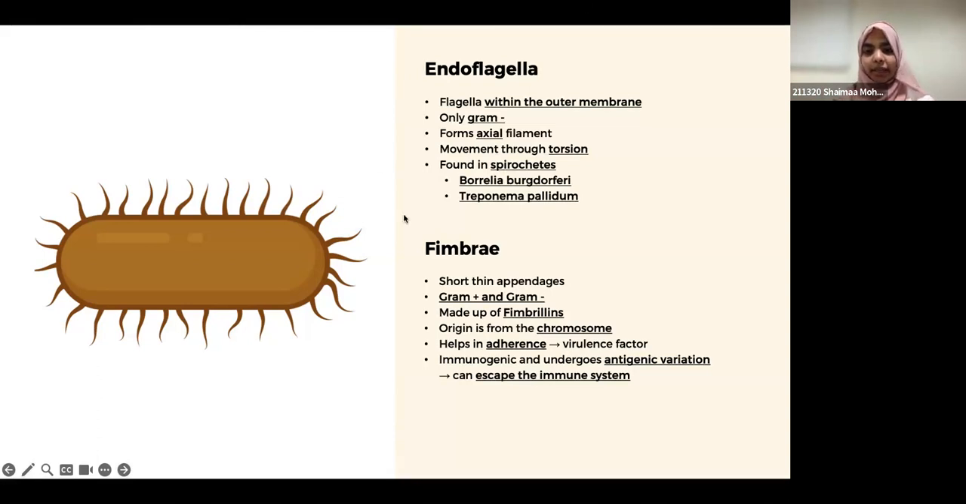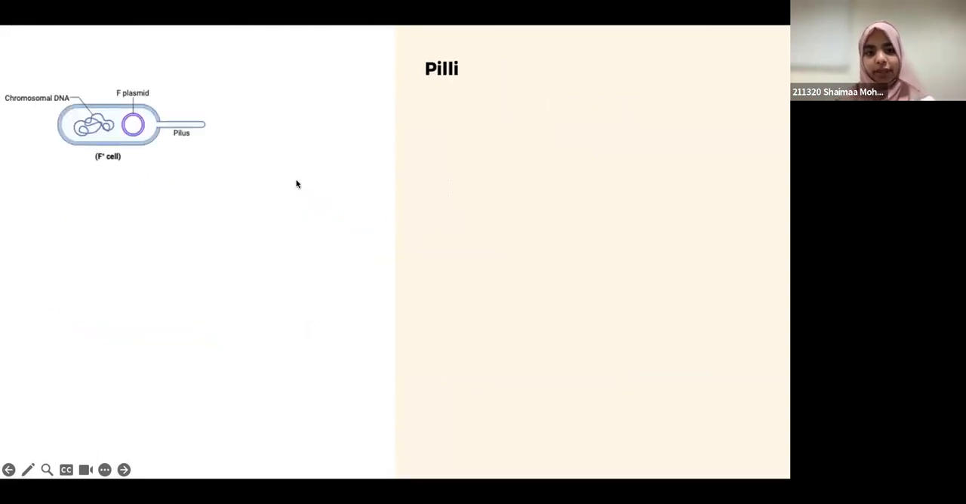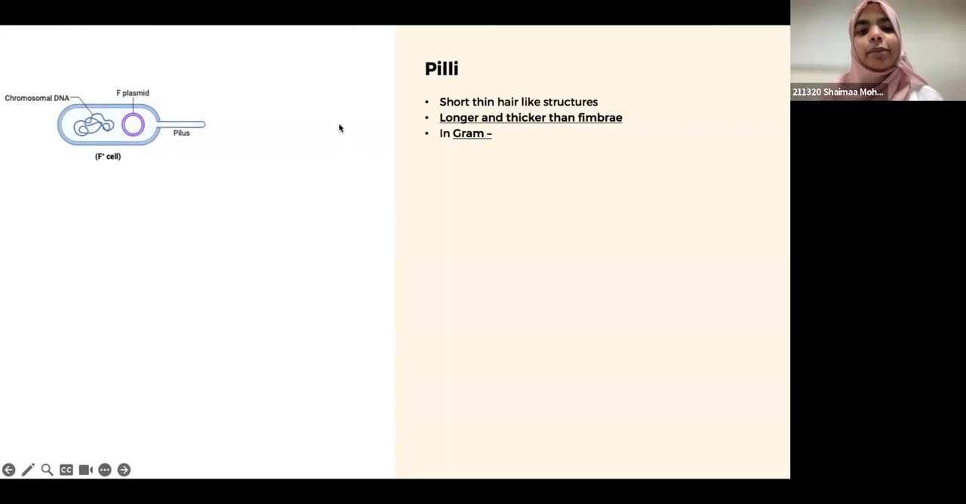So now there is pili. So what are pili? Pili are also thin hair-like structures, okay? However, they are longer and thicker than the fimbriae, okay? So they're shorter than a flagella, they're thinner than a flagella, but they're longer and thicker than a fimbriae, okay? And they're mainly present in gram-negative bacteria. So we said that fimbriae are mainly in gram-positive and gram-negative.